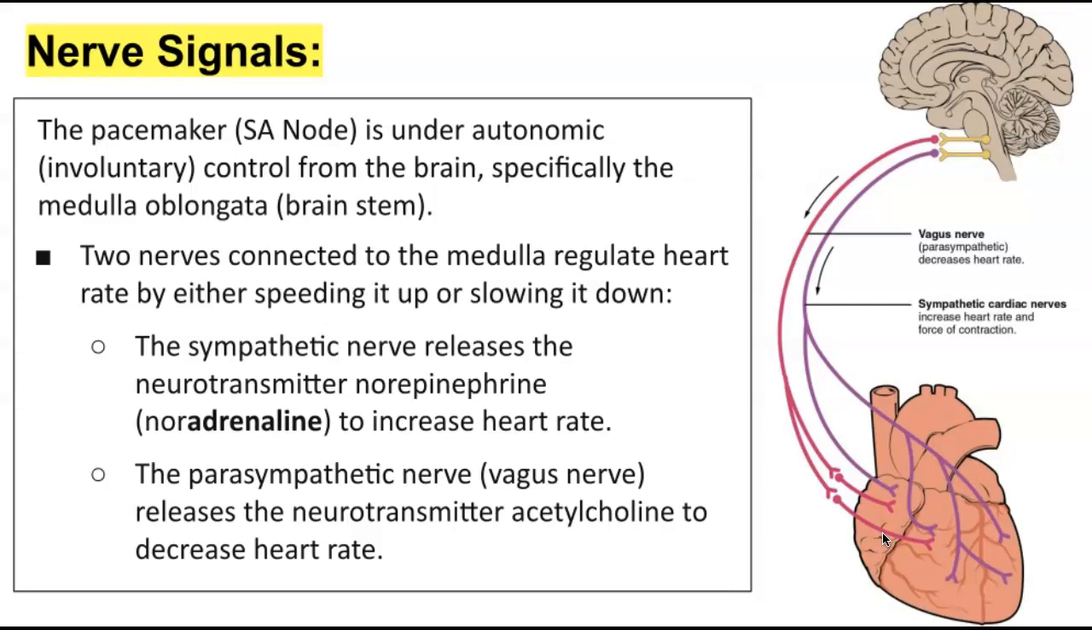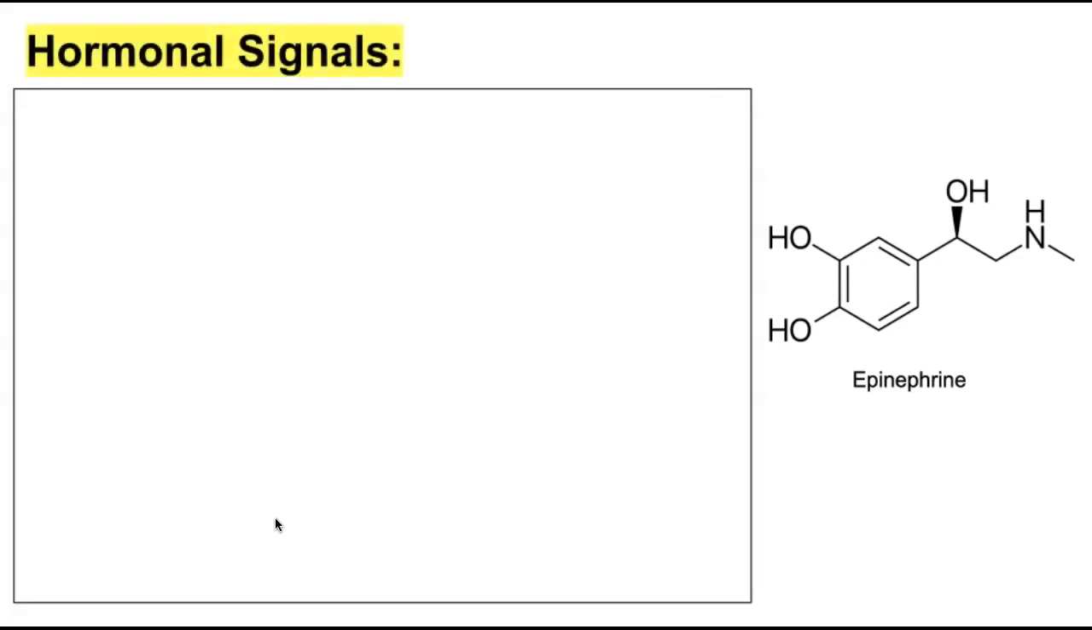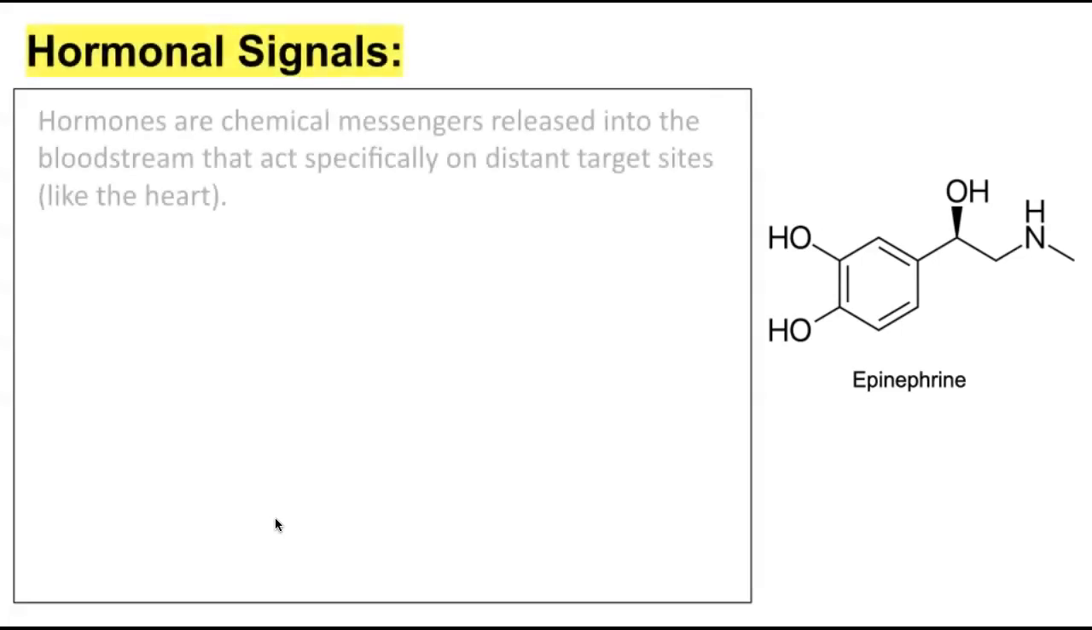You can also do it after a workout. If you are working out, if you pause and take a few really deep breaths, your heart rate is going to go down. And that's because of that vagus nerve. So those are the nerve signals. All right. And secondly, there are hormonal signals.